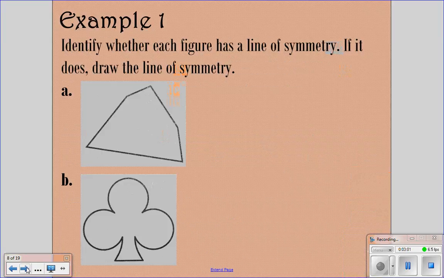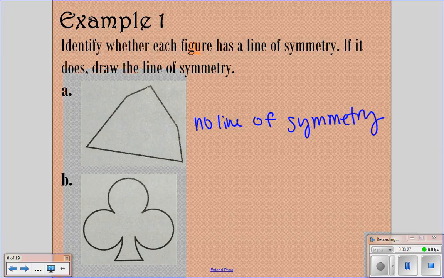So we are going to identify whether each figure has a line of symmetry. If it does, you want to draw the line of symmetry. So the first one does not have any lines of symmetry. It is not symmetric across any line. So all we would put is no line of symmetry, and we would move on.